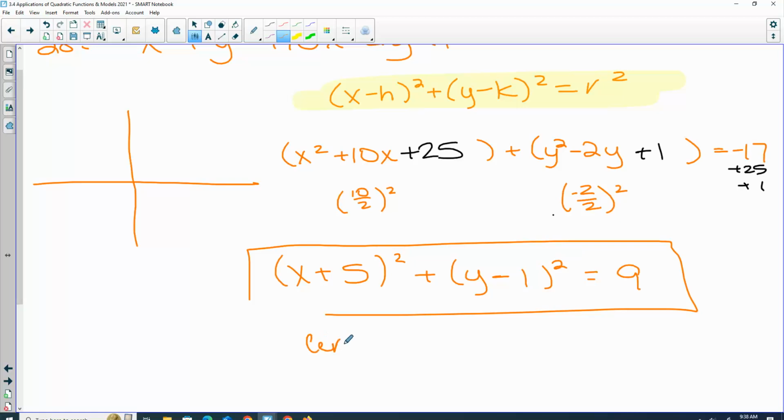The center: it should be x minus h. So since it's plus 5, what's the x value of my center? Okay, y minus k, so my k is 1. So my center is at negative 5, 1. My radius: 9 is equal to r squared. So that means the radius itself is 3. So to get your graph, we are going to go 3 in every direction. From my center, I would go 3 above, 3 below, 3 to the right, and 3 to the left. And draw a beautiful circle.